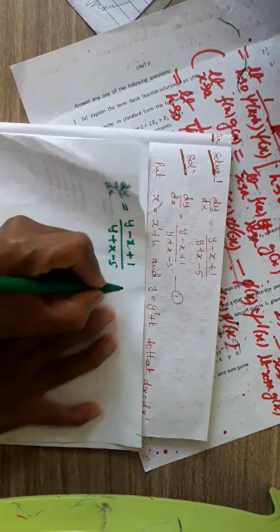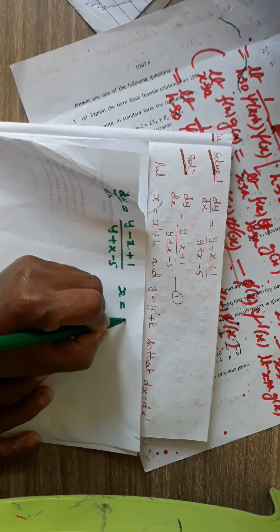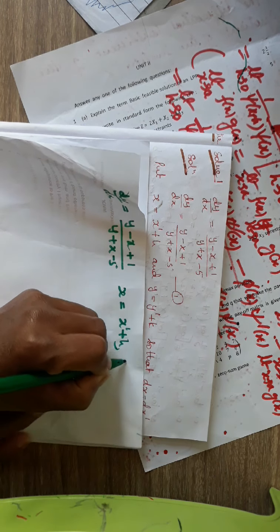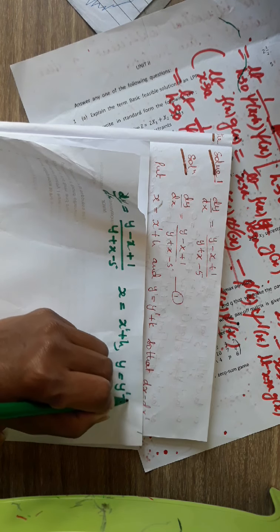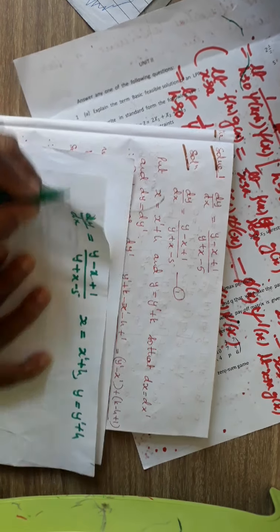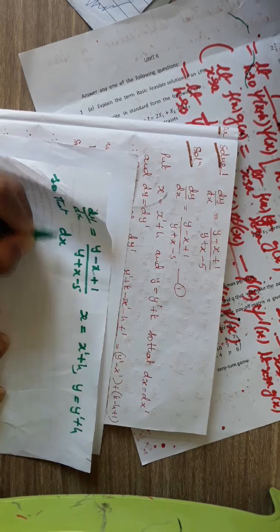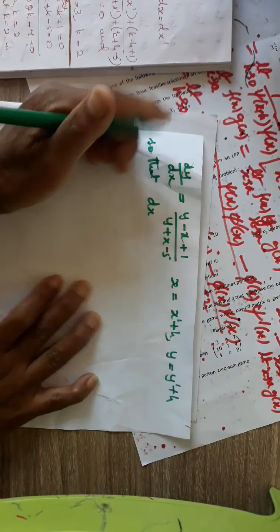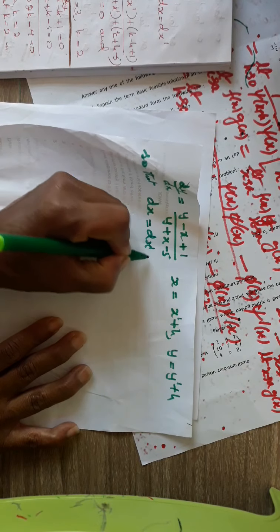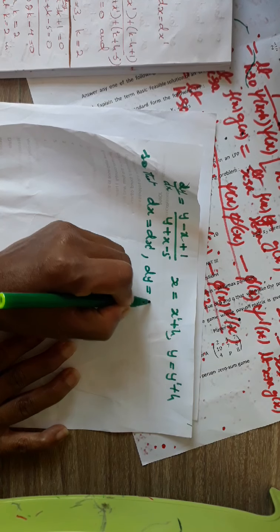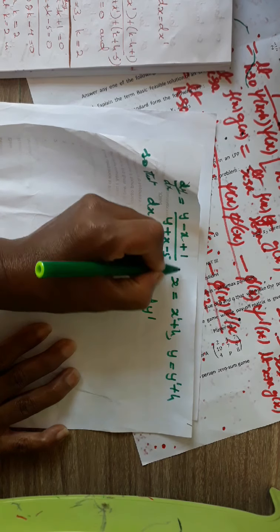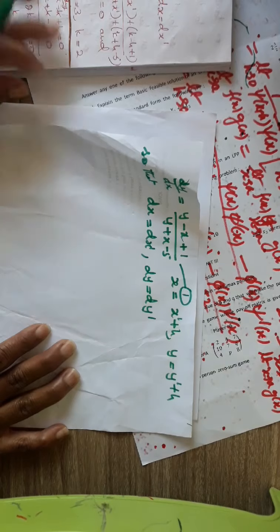So first of all, let us put x equal to x prime plus h and y equal to y prime plus k, so that dx is equal to dx prime, dy is equal to dy prime. Now name this as equation 1.